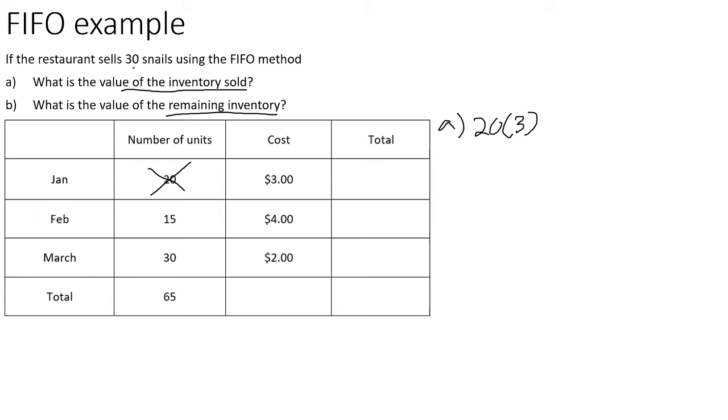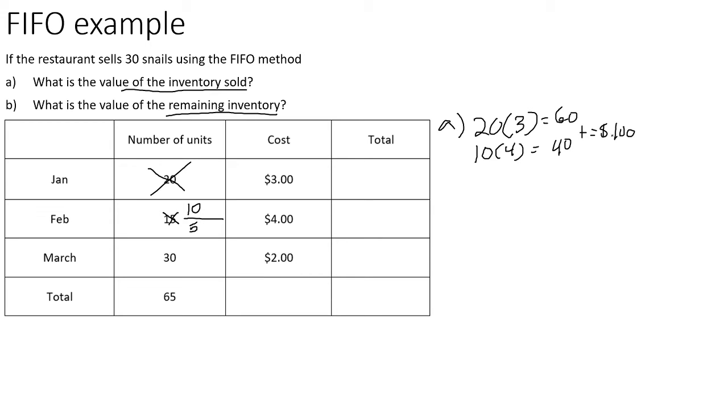Now, I need to sell 30, which means I need to sell 10 more. Here I have 15 snails, so I'm only going to sell 10 of these. I'm going to sell 10, but keep 5. So I'm going to sell 10 more snails that each cost me $4. Quick math: that'd be 60, and that'd be 40. You add these together, and you get $100.